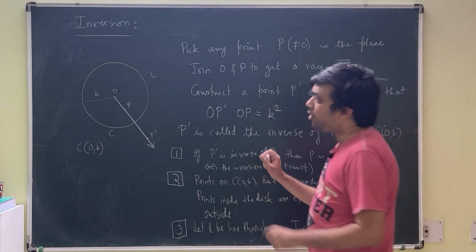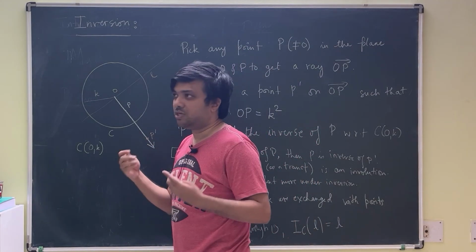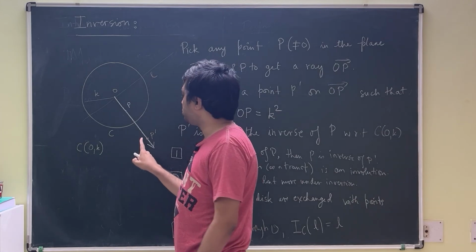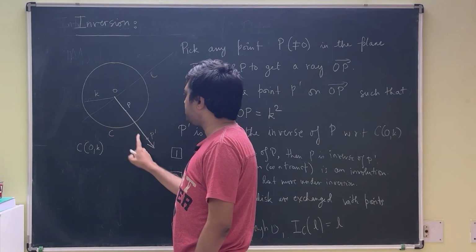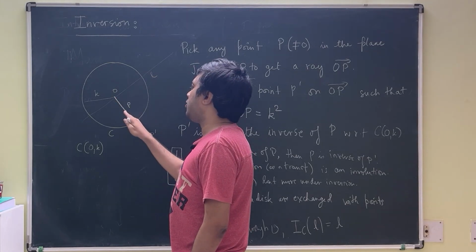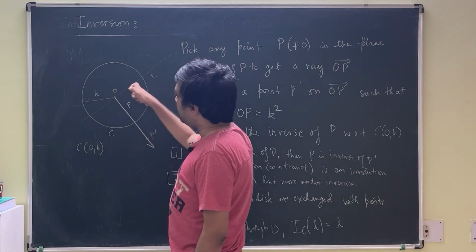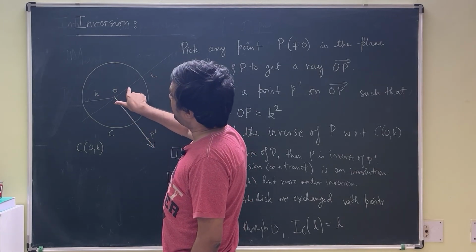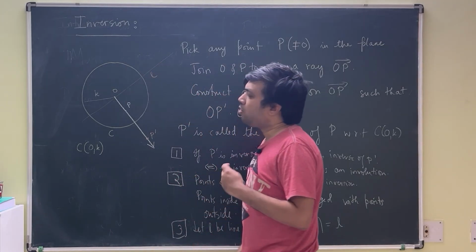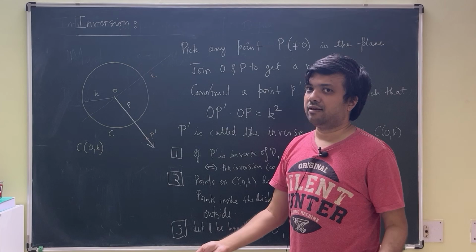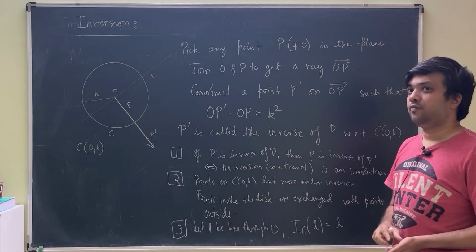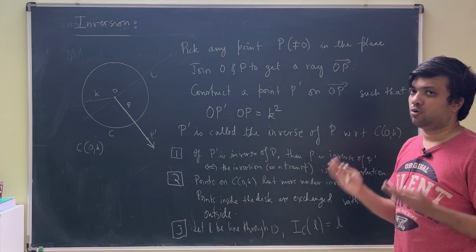The points of the line are not necessarily fixed, but the line as a whole is fixed. Because of the definition OP times OP dash is k square, and we choose P dash to be on the ray OP, the inverse of any point P lies on the line OP. So if you take any line L passing through O and pick any point P on it, its inverse is again on the line, which means all the points of the line go back to points on the line. Therefore, if you invert a line passing through the origin, it goes back to the same line.